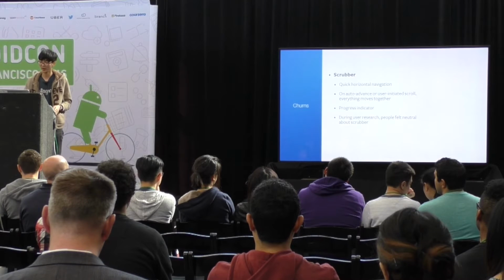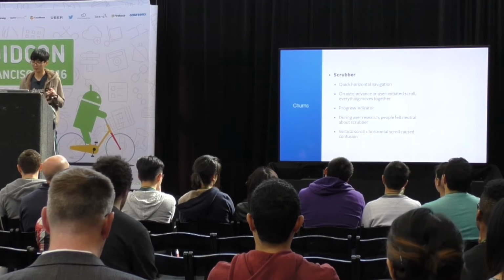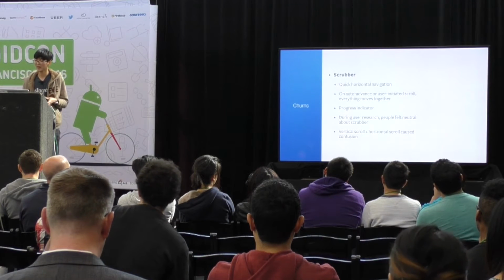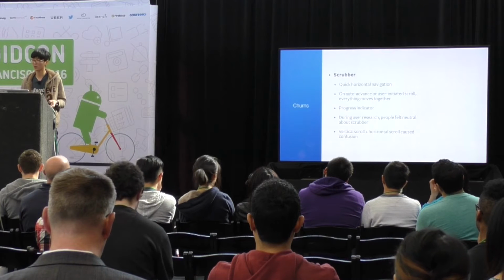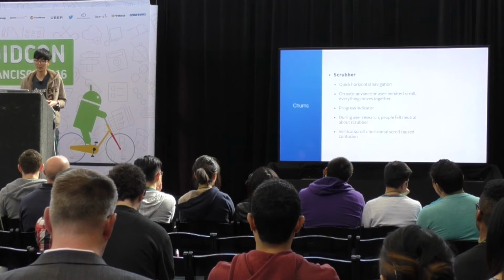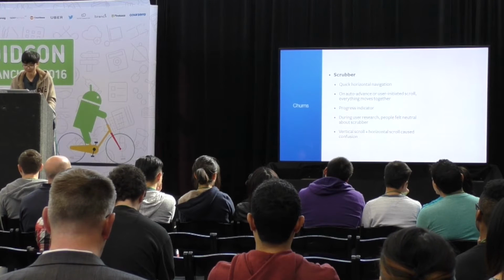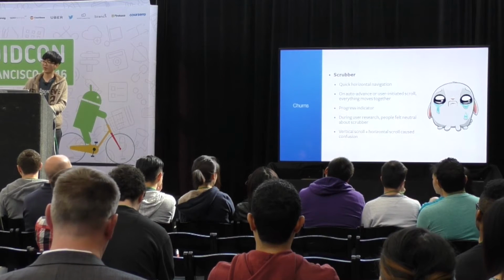Now, when we demoed the scrubber during our UX research sessions, people felt neutral about it. Mainly, some people were confused by being able to scroll the viewer both vertically and horizontally, and most of them just ended up scrolling the list view instead of the scrubber anyways. So we ended up removing the scrubber, and I was sad.